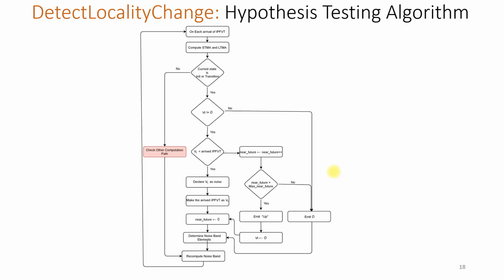Hypothesis test algorithm is a simple set of conditional checks. On every arrival of an IPFET value, we check whether it is greater than the memoized VT value. If so, we declare the current VT value as noise, which is then taken by the noise band to normalize itself. Else, we wait for the near future. On every IPFET value, this condition is checked. If the near future is reached, then we emit up and then move to the holding state. This reduces the probability of false positives.